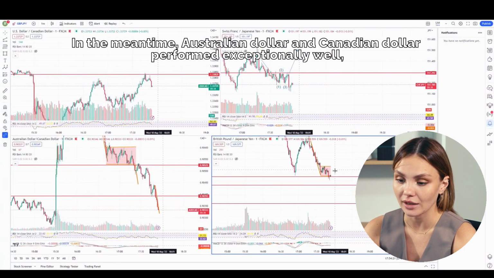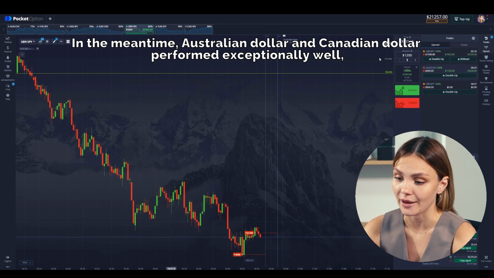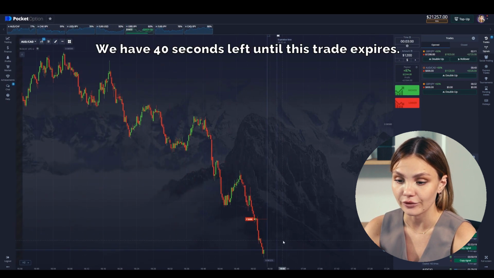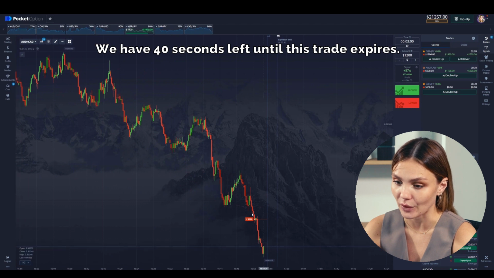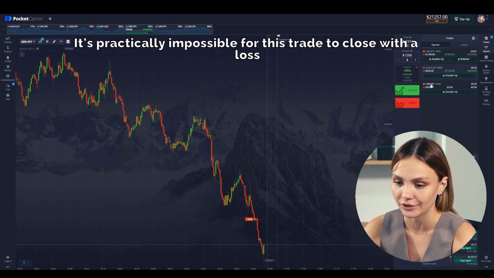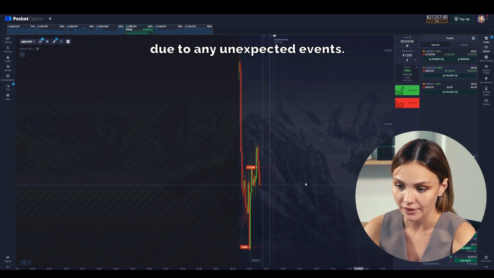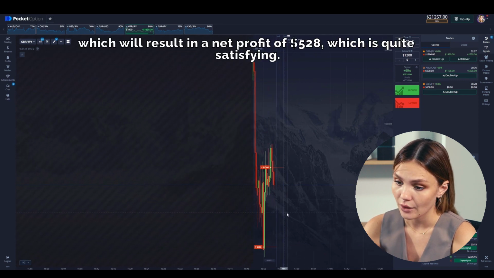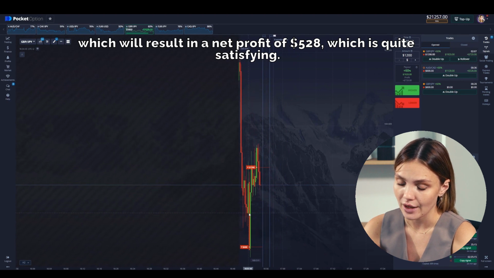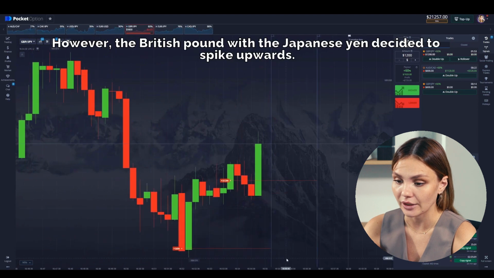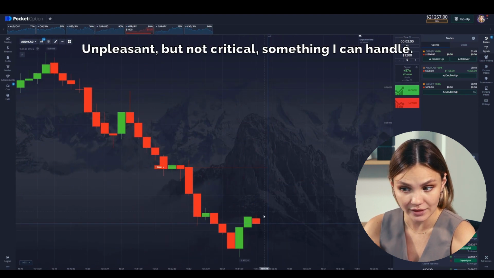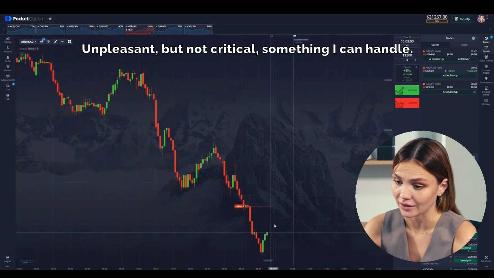In the meantime, Australian dollar and Canadian dollar performed exceptionally well, following the exact movements I anticipated. We have 40 seconds left until this trade expires. It's practically impossible for this trade to close with a loss due to any unexpected events. There is a significant downward movement, which will result in a net profit of $528, which is quite satisfying. However, the British pound with the Japanese yen decided to spike upwards. Unpleasant, but not critical, something I can handle.